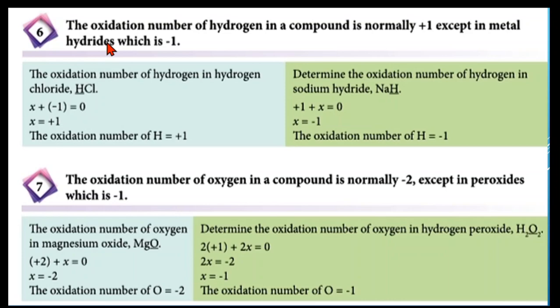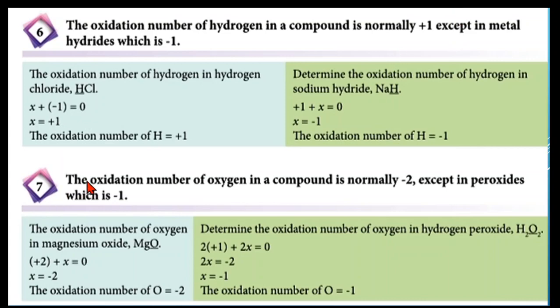Okay, hydrides. Dia punya oxidation number akan bertukar jadi negatif. So here, sodium hydride. So sodium is positive 1. We know sodium is positive 1. Plus X, the hydrogen, X is equal to 0. The total charge here is 0 lah. So here X is equal to negative 1. So the oxidation number of H in metal hydrides, okay, example sodium hydride, is negative 1. Okay, ada dia punya pengecualian.